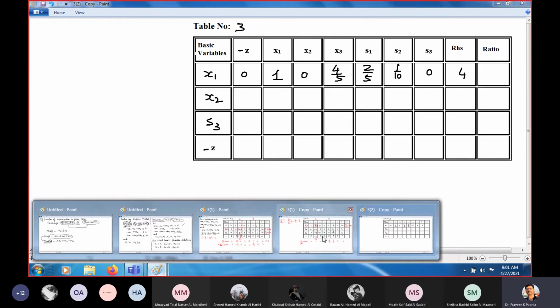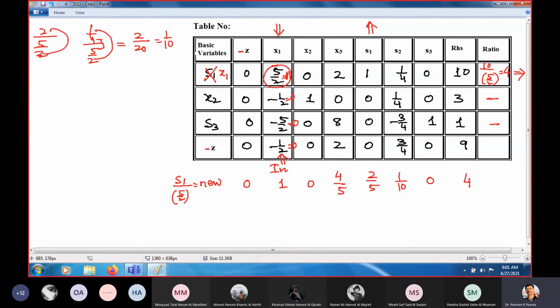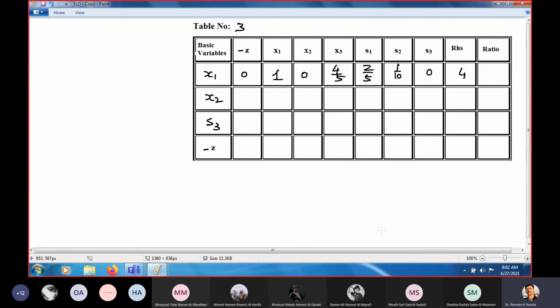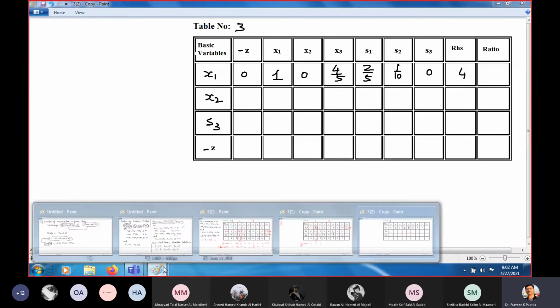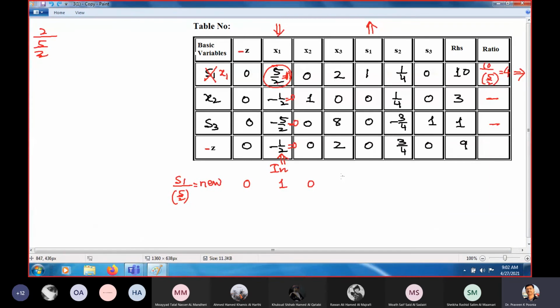Now you need to make, here you can see, here is 5 by 2. Now what we need to do? We need to make it, it was 0, 1, 0, I wrongly wrote it. 4 by 5, 2 by 5, 1 by 10, 0 and 4. So this is finished. Now it is minus 1 by 2.